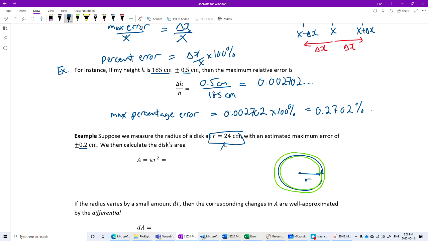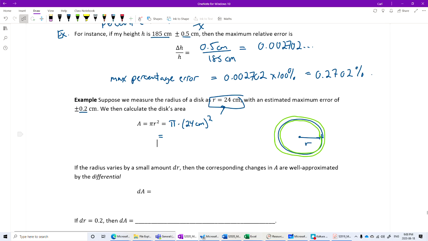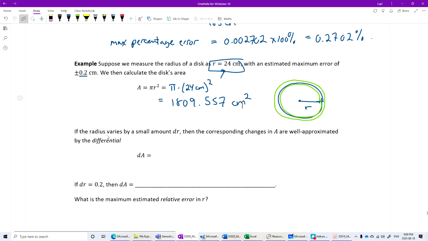So given this, we can calculate the disk's area. It's pi r squared, so pi times 24 squared, which is 1809.557 centimeters squared. So that's what we would say is our central guess, or our best guess given the value of r. But now, what about the fact that if the radius varies by a small amount, we'll call that dr.